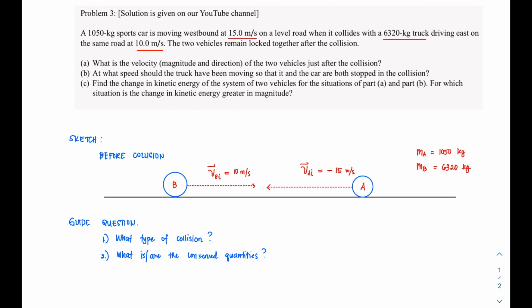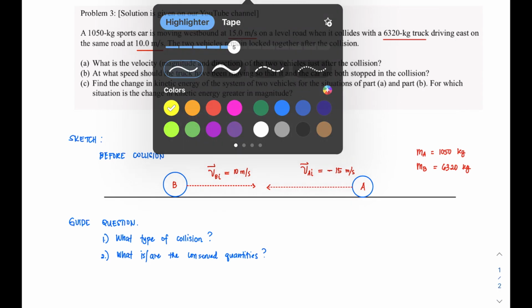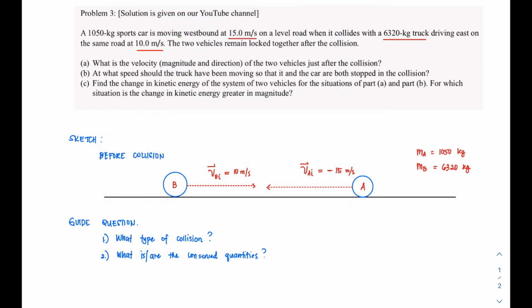So you are going to find what is the final velocity, both the magnitude and direction, of the two vehicles just after the collision, and what must be the speed that the truck should have so that after the collision they are both stopped. So this problem requires a little bit of imagination, more imagination compared to the previous one.